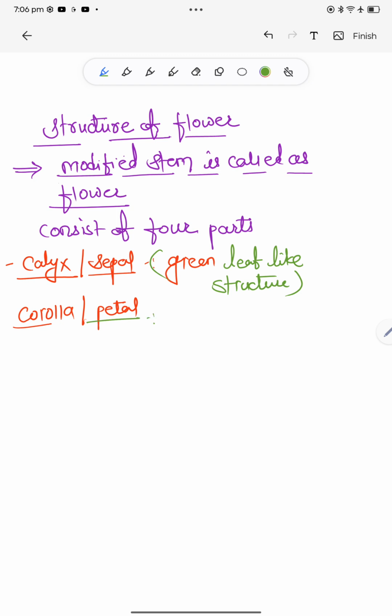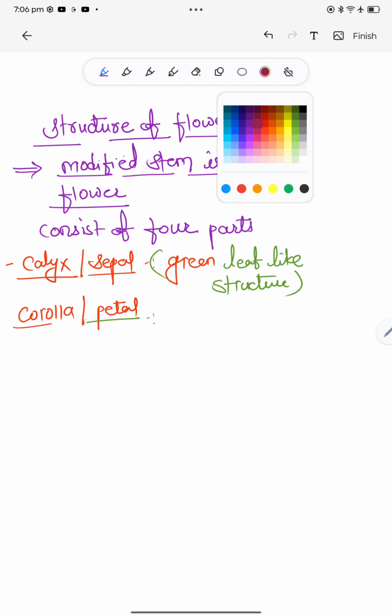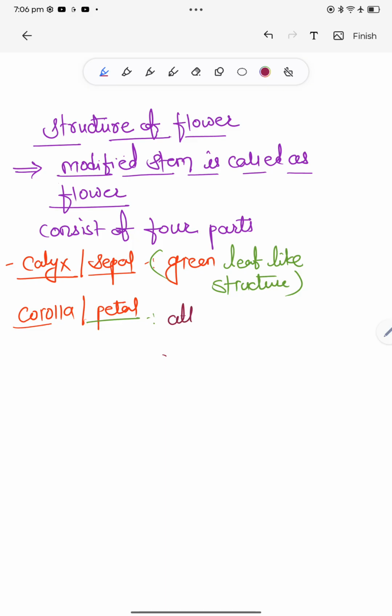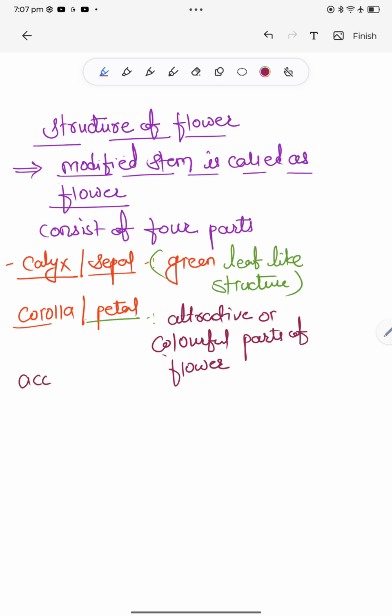Now the corolla. These are the attractive or colorful parts of a flower. So this calyx and corolla, these two parts are called the accessory parts of the plant.